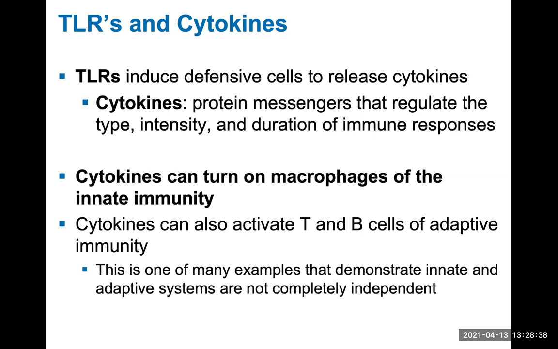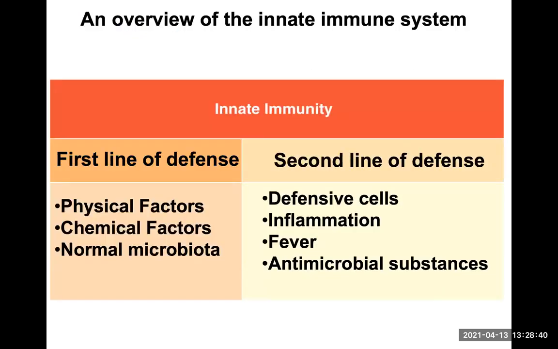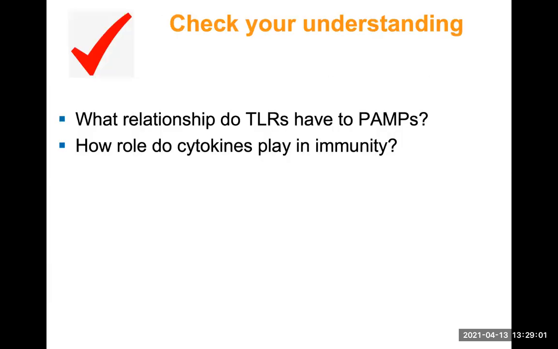Okay, so for the innate immune system, we break it into first line of defense and second line of defense. First line of defense are the physical, chemical factors and the normal microbiota. The second line of defense, which will be in part 2, will be the defensive cells, inflammation, fever, and antimicrobial substances. So make sure you can answer all these check your understanding questions after you have listened to the lecture and read the book.